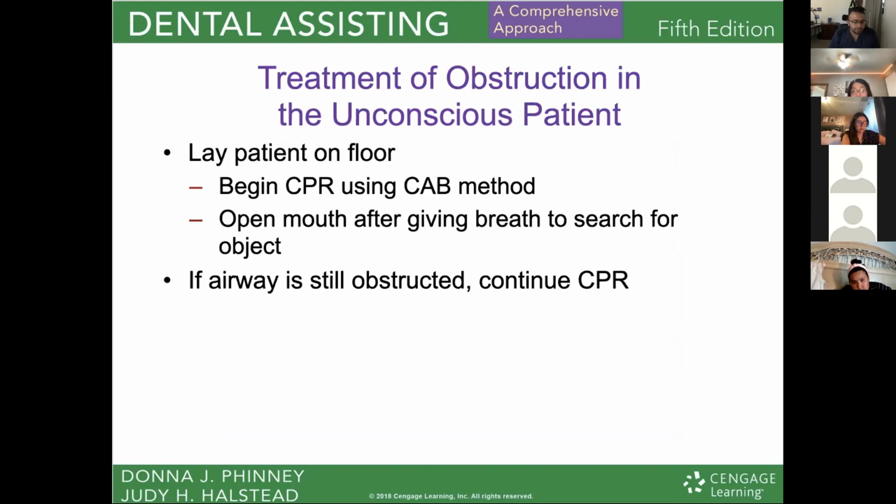Okay, if the patient becomes unconscious, you want to lower the patient to the floor or lay the chair back all the way. And then you want to attempt to visualize and remove the obstruction, or provide rescue breaths if you can't. If the airway is still obstructed, you want to perform chest thrusts to clear the airway. And then continue giving CPR if necessary.